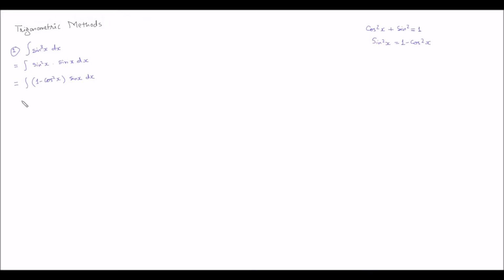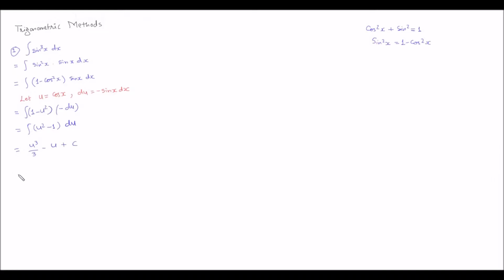Now let us suppose that u equals cos x, so we use u substitution. Its differentiation is du equals negative sine x dx. Then the integral becomes 1 minus u square, and sine x dx would be negative du. So that can be written as the integral of u square minus 1 du. This is u cube divided by 3 minus u plus c.